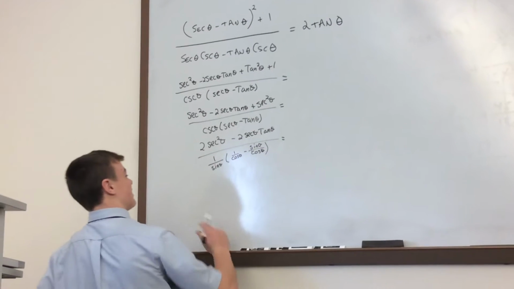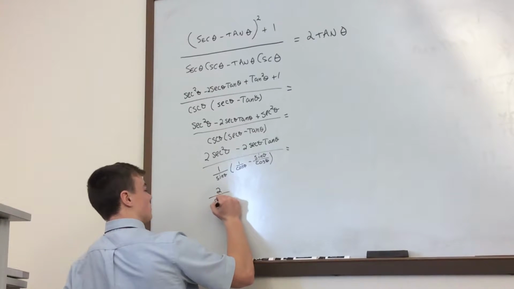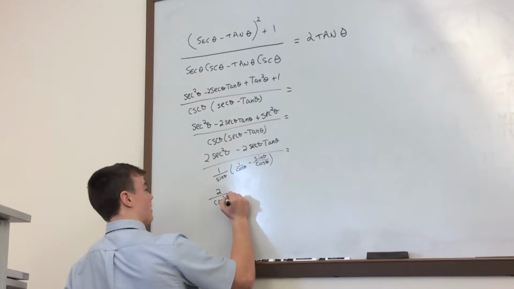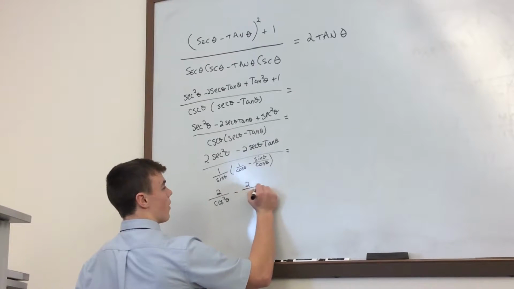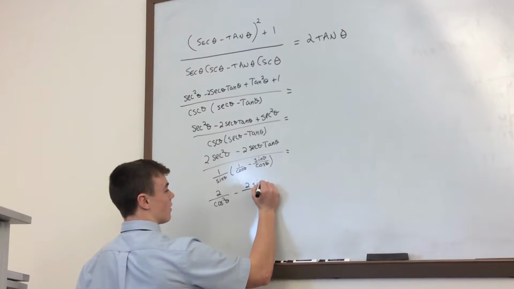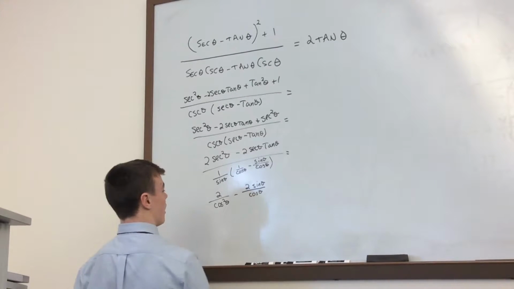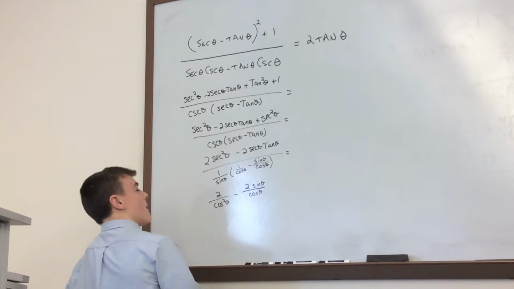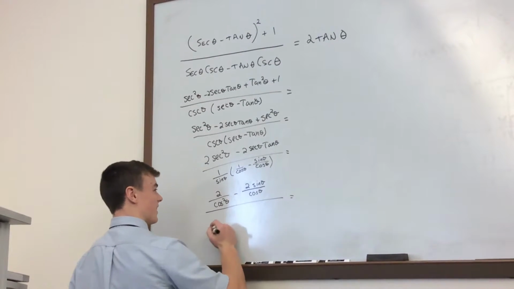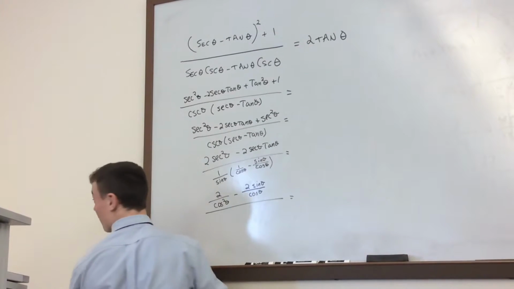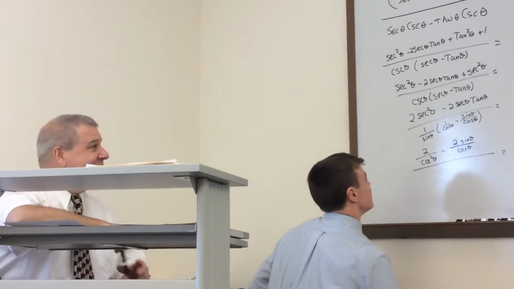I'm going to change these to sines and cosines, so it's 2 over cosine squared theta minus 2 sine theta over cosine theta. And then draw the fraction bar. What, did I do something wrong? I don't know. Go ahead. We'll see.